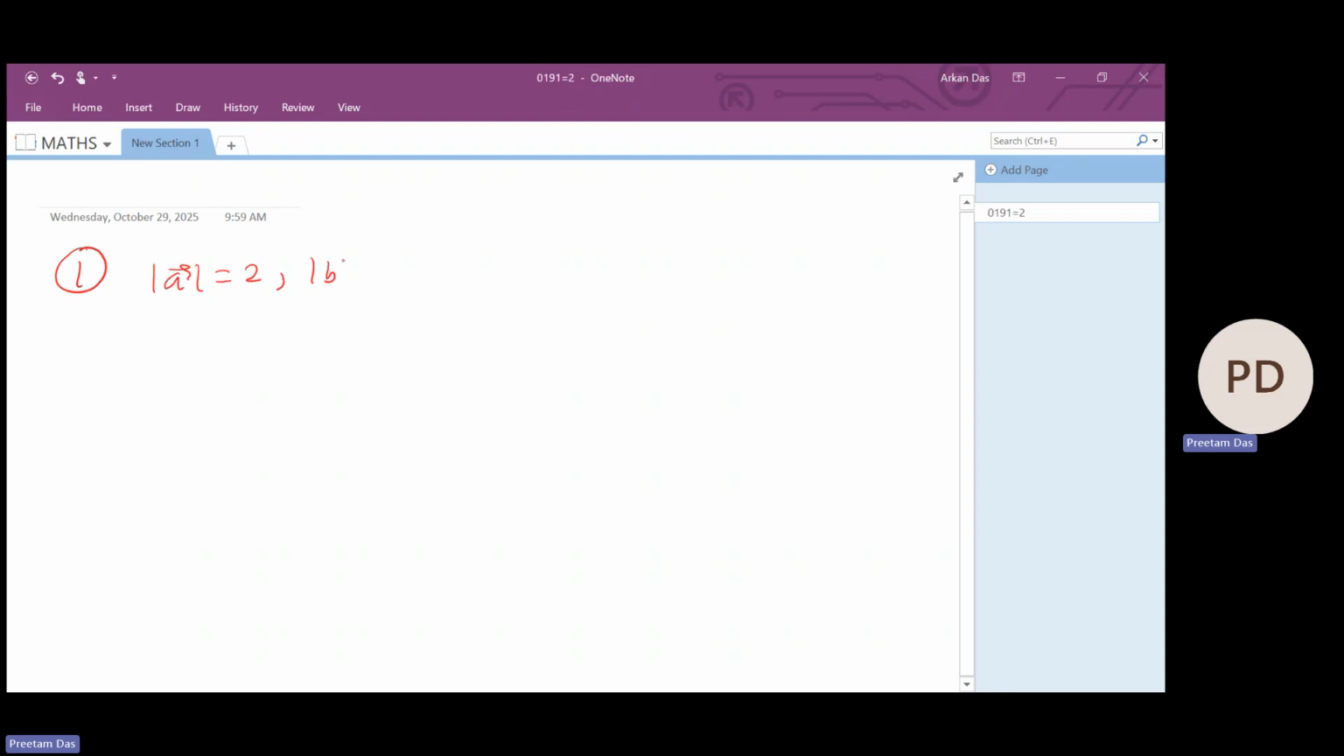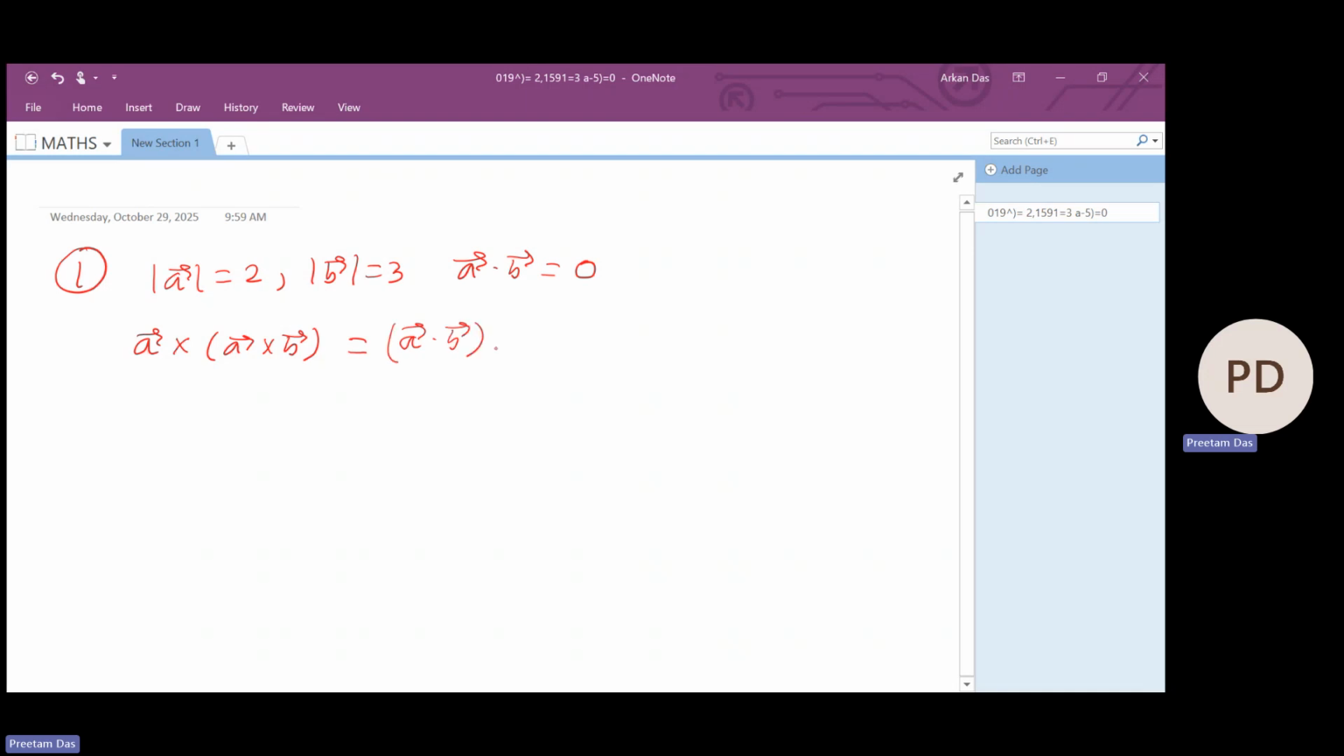Mod of A is given and mod of B is given, and A dot B is also given, which is 0. So that means the vectors A and B are perpendicular. And then there is an expression whose value you have to find. So before that, let us find the value of this expression that is inside that. What is this expression? This is a vector triple product. How to calculate the vector triple product?